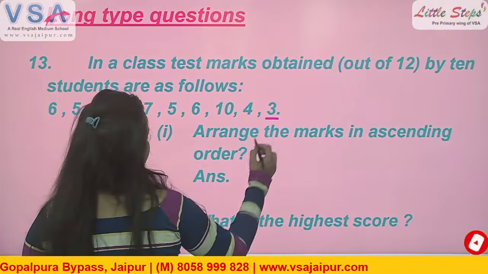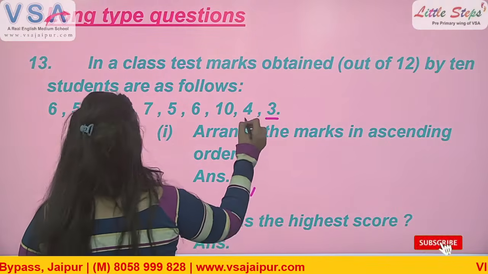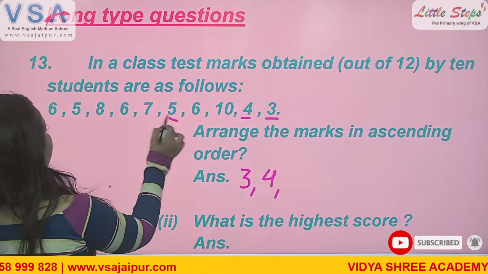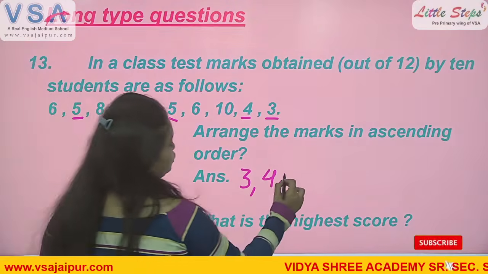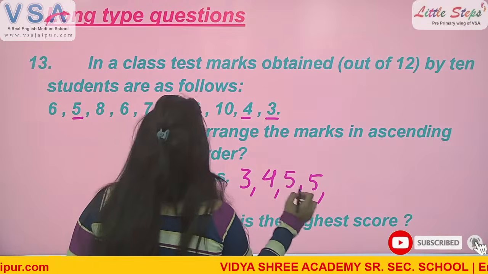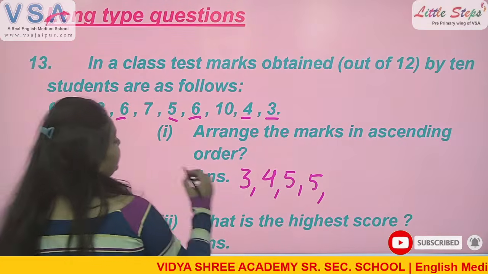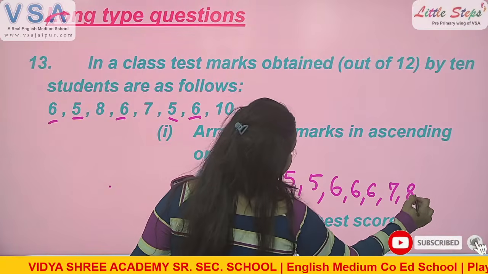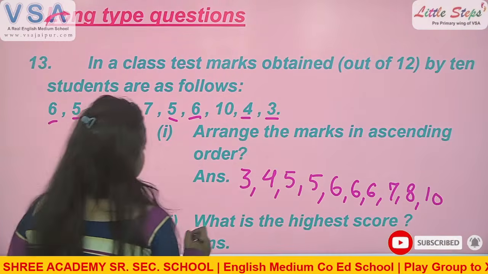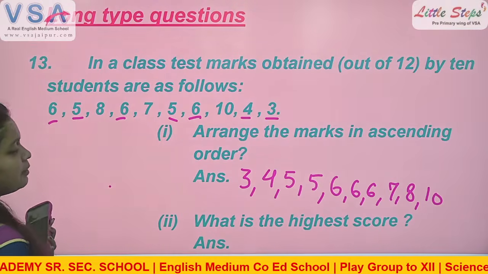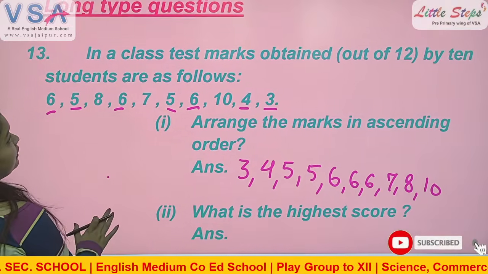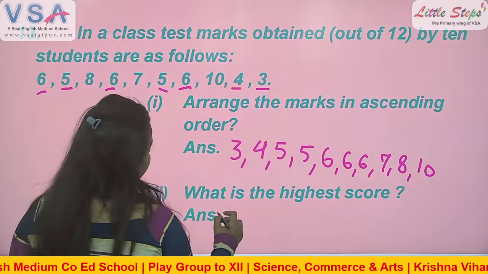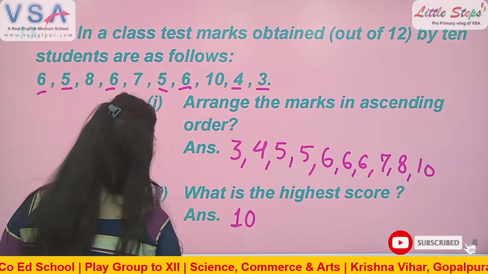First of all, what we have to write? 3. Then we have to write 4. Then continue with 5, 5, 2 times 5. Then we have 6, 6, 6, 3 times 6. Then we have 7, 8, 10. Okay, these are the numbers which we will arrange in ascending order. What is the highest marks? As you all know, सबसे बड़ा number कितना है? 10. This is the highest marks.